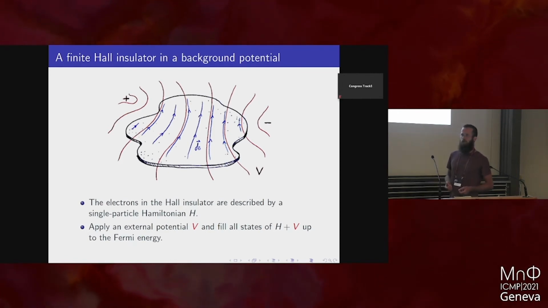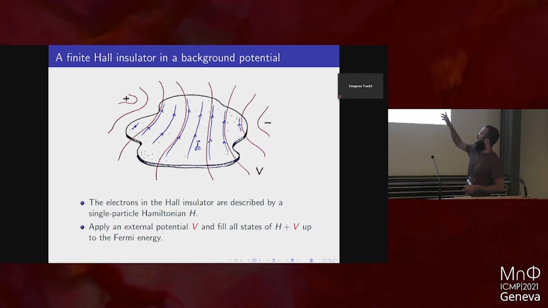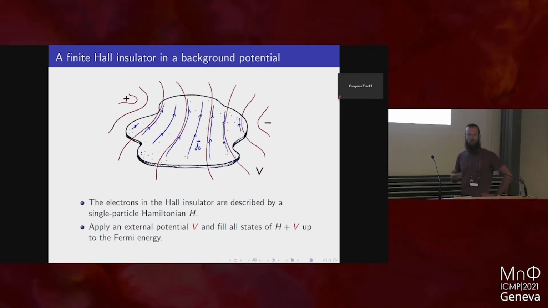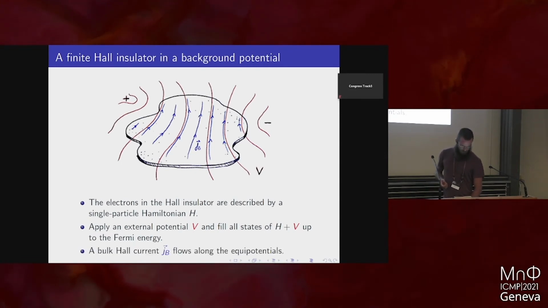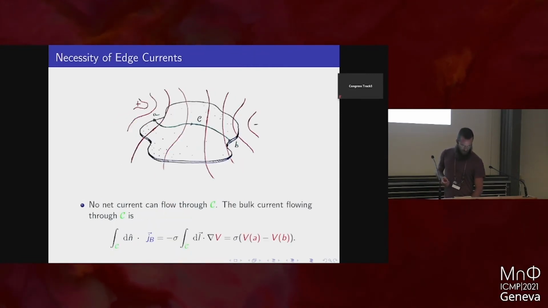Right, so as said before, what will happen in the bulk of this material is that, of course, there will be a Hall current perpendicular to the electric field. So look quickly at this picture. The electric field is, of course, the gradient of the potential, and these red lines are the equipotential lines. So the electric field is perpendicular to these equipotential lines. The Hall current being perpendicular to the electric field, it will actually flow along the equipotential lines of the applied electrostatic potential.